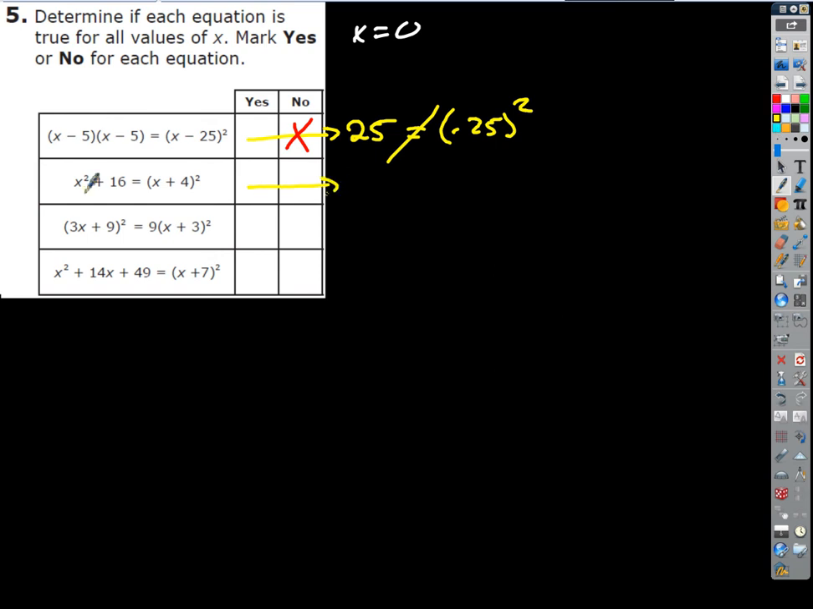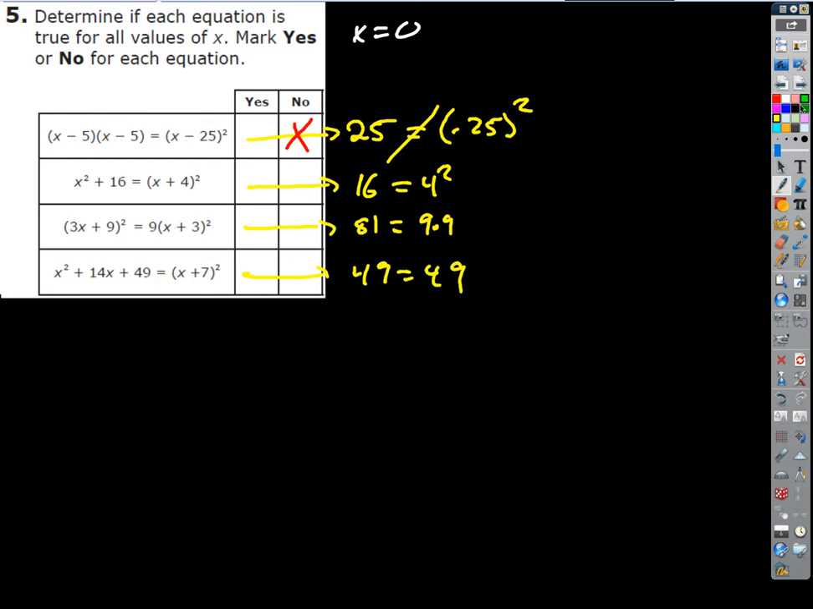Plug in 0. I get 16 equals 4 squared. So that works so far. It made the cut, but we want to check it with something else too. How about this one? If I plug in 0, I get 9 squared, so 81 equals 9 times 9. So that one also makes the cut. And then the bottom one, if I plug in 0, I get 49 equals 49. So all those made the cut, but I eliminated one.